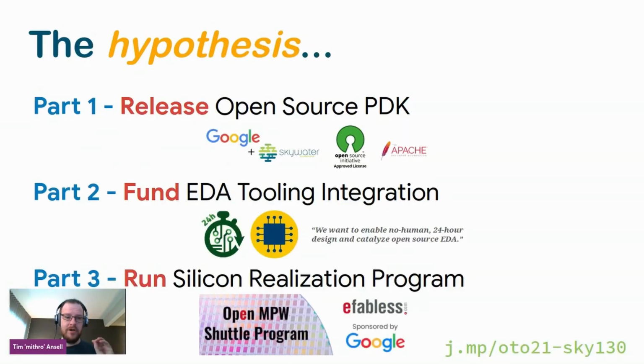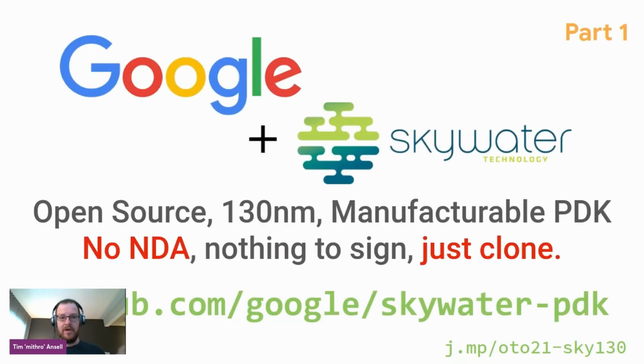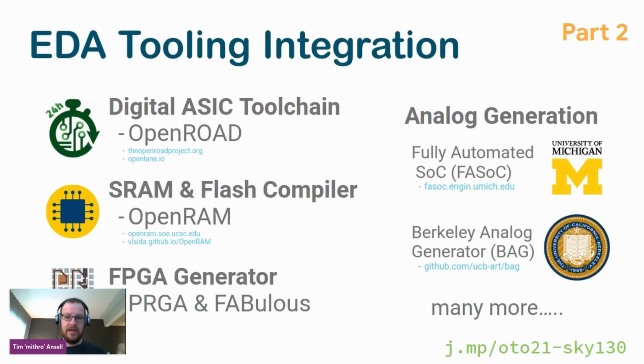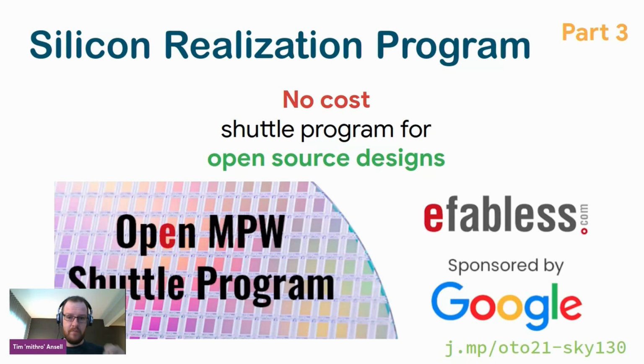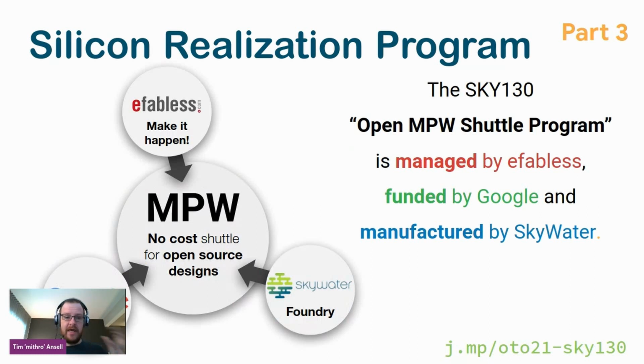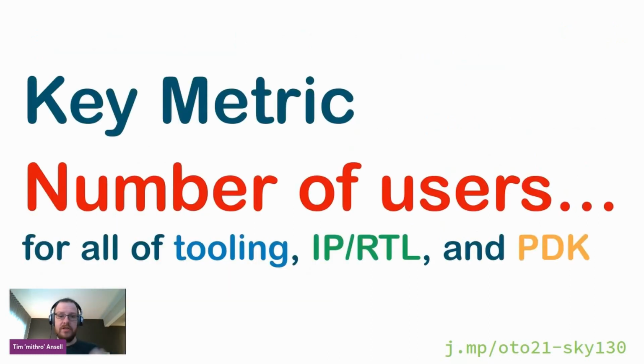The first part was we release an open source PDK, we fund some EDA tooling integration, and then we have a silicon realization program. So the first part was, release a PDK, do EDA tooling integration, and run a shuttle program to get people into the community. And one of the key metrics I was looking for was number of users. How could we dramatically increase the number of people using tooling, the number of people writing IP RTL, and the number of people using the PDK?